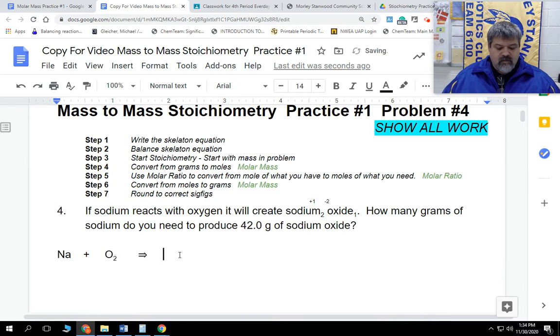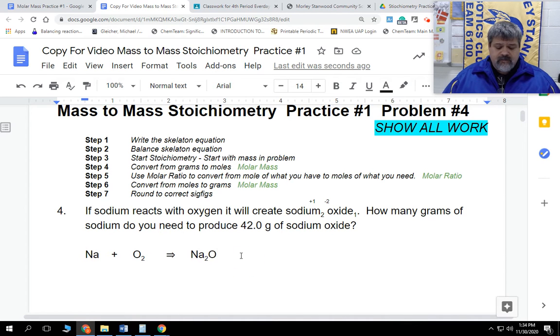So we're going to come right over here and we'll put Na with a subscript 2, and then we're going to put oxygen 1, but we don't write that in. So there is our unbalanced chemical equation, or as I like to call it, a skeleton equation. It just has the bare bones. It's not filled in yet. So we need to go ahead and fill that in.